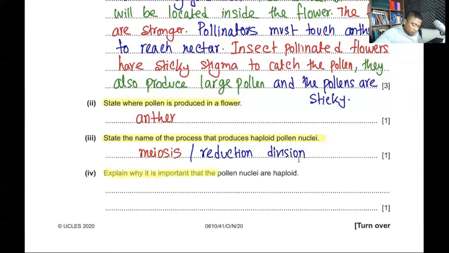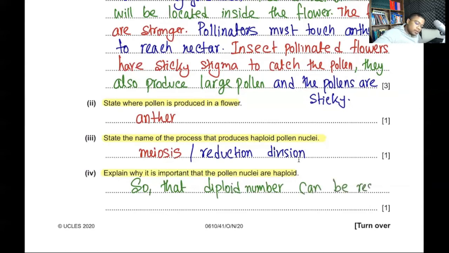Explain why it is important that the pollen nuclei are haploid. So that the diploid number can be restored after fertilization.